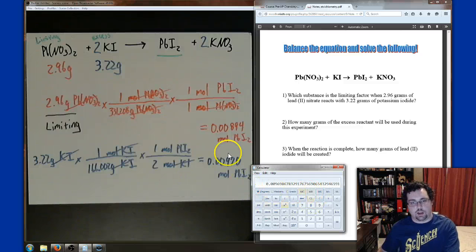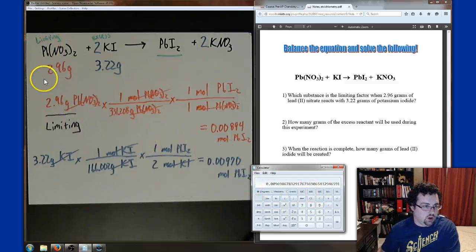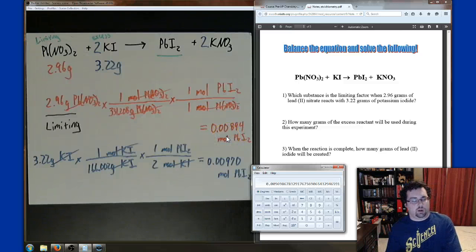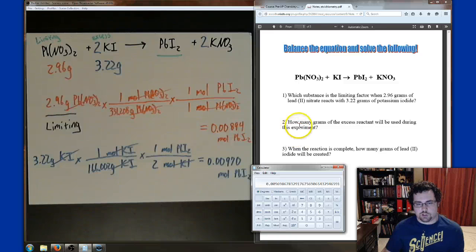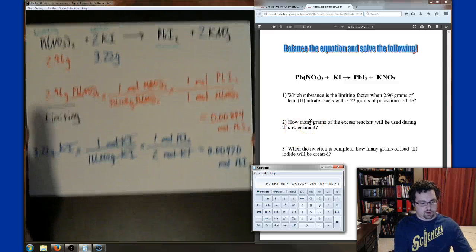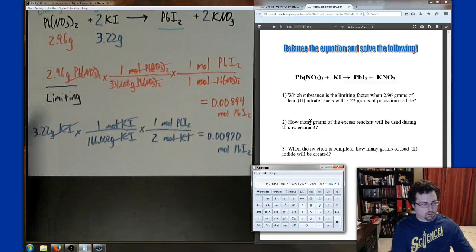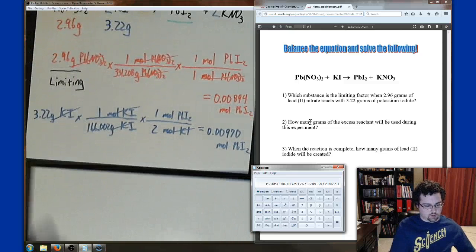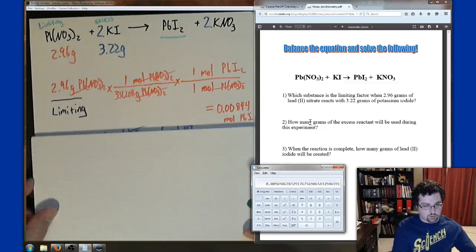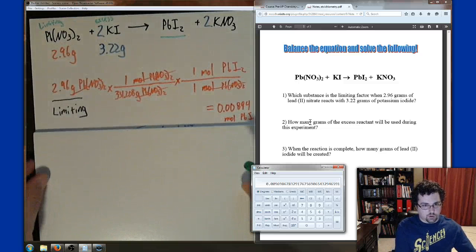So after that, now that you've found out which one's the limiting reactant, I know this amount is what I'm going to be starting with. And this number in red of moles of PbI2 that I'm going to end up with is the product I'm going to make. So I can use those to figure out my other 2 questions. Question 2 says, how many grams of the excess reactant will be used during this experiment? So I'm just going to slide that guy up a little bit there, right on top of the blue. I don't need the blue anymore.